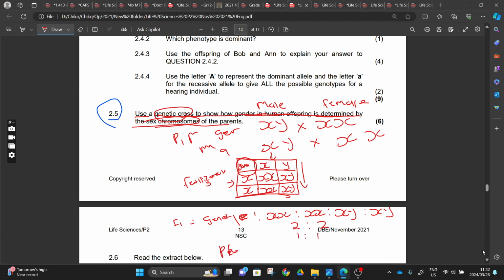And then you say phenotype. Now you may say this one is a female, and then female, then male, then male, then the ratio 2 is to 2, which is 1 is to 1. Hence, we always have a 50% chance of a boy and a 50% chance of a girl. But they just say use a genetic cross to show how the sex in the human offspring is determined by the sex chromosomes of a parent.